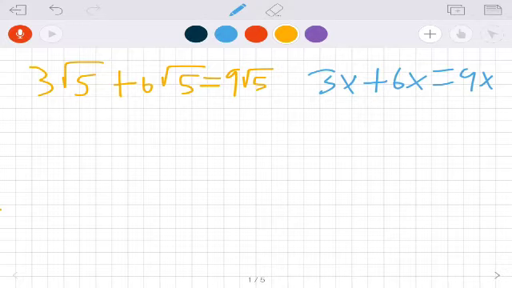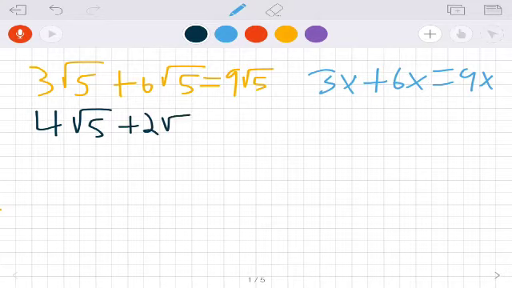The only place where this ends up a little bit different is if you have a situation where you have something like 4 square root of 5 plus 2 square root of 20. And you're looking at this and going, well, these are not the same. The square root of 5 and the square root of 20 are not the same, so I can't add them together. But hold on there. You happen to know something about simplifying radicals.